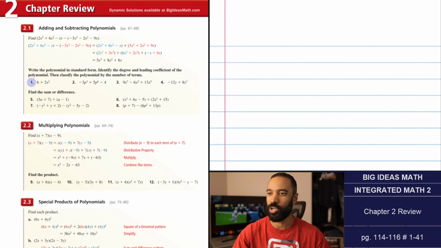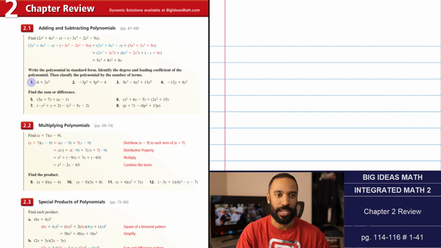So we start with adding and subtracting polynomials and naming them, and then we go to distributing, and then the big chunk on factoring. I haven't seen the problems before, and I'm sure they're going to hit some word problems along the way. So let's go ahead and get started with section 2.1, adding and subtracting polynomials.